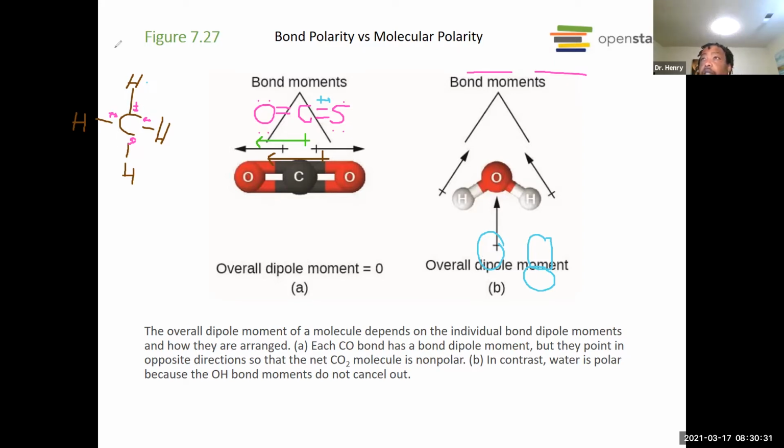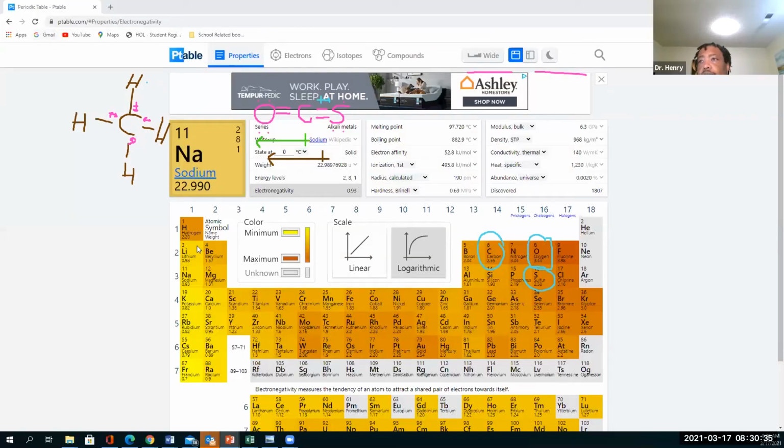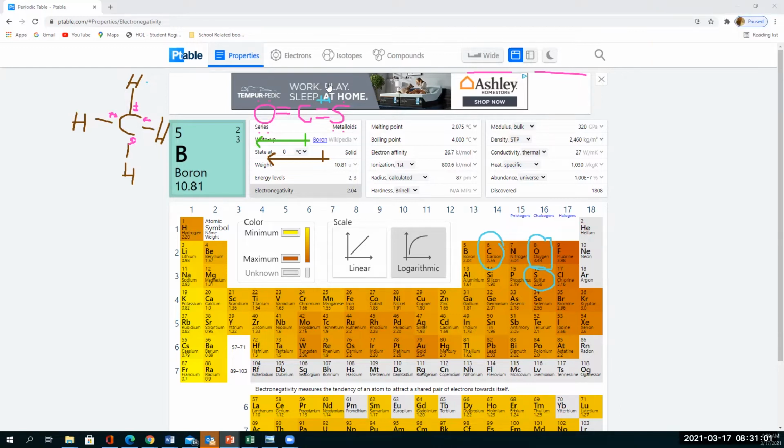So if we take a look at hydrogen and carbon, the difference between them is 0.35, which is less than 0.4. So it would be considered nonpolar. Each of these would be a nonpolar bond. It's not really doing anything in terms of the electron moving. It's not enough energy to get over the hump. Does that make sense? Yeah, that makes sense.